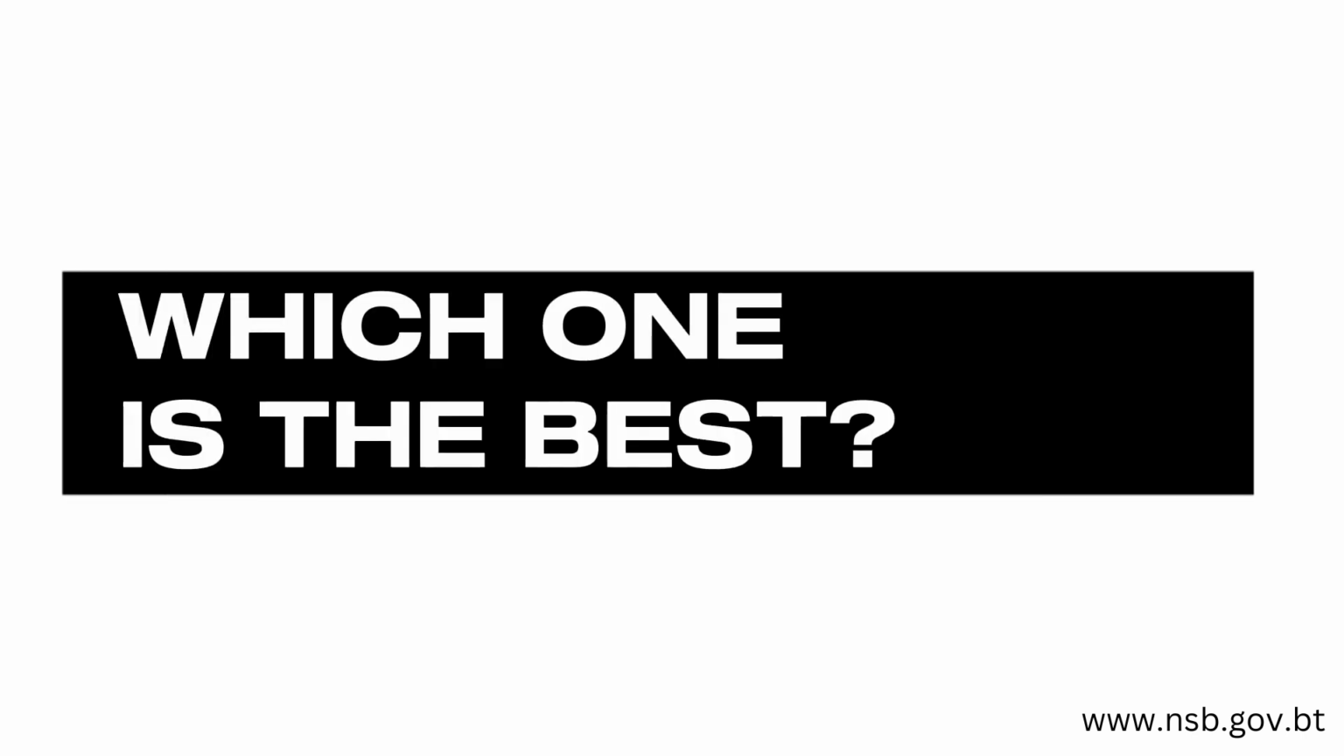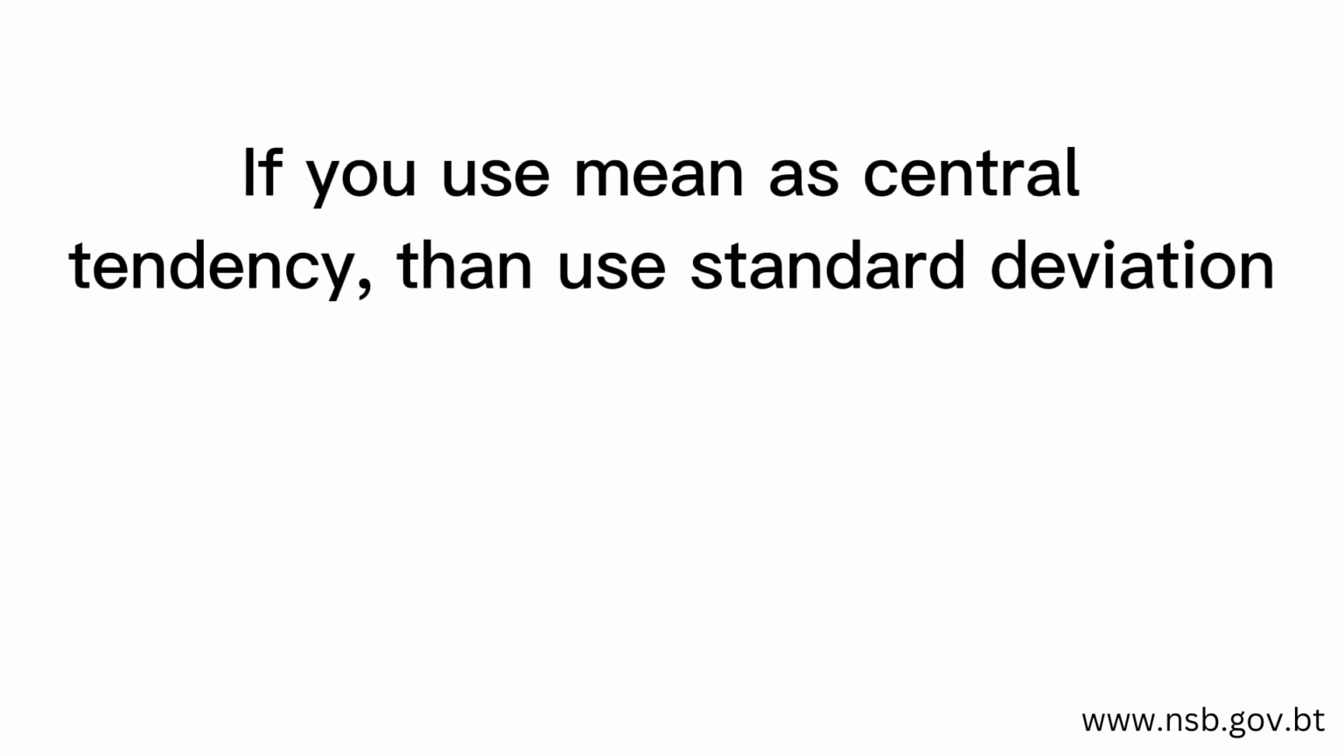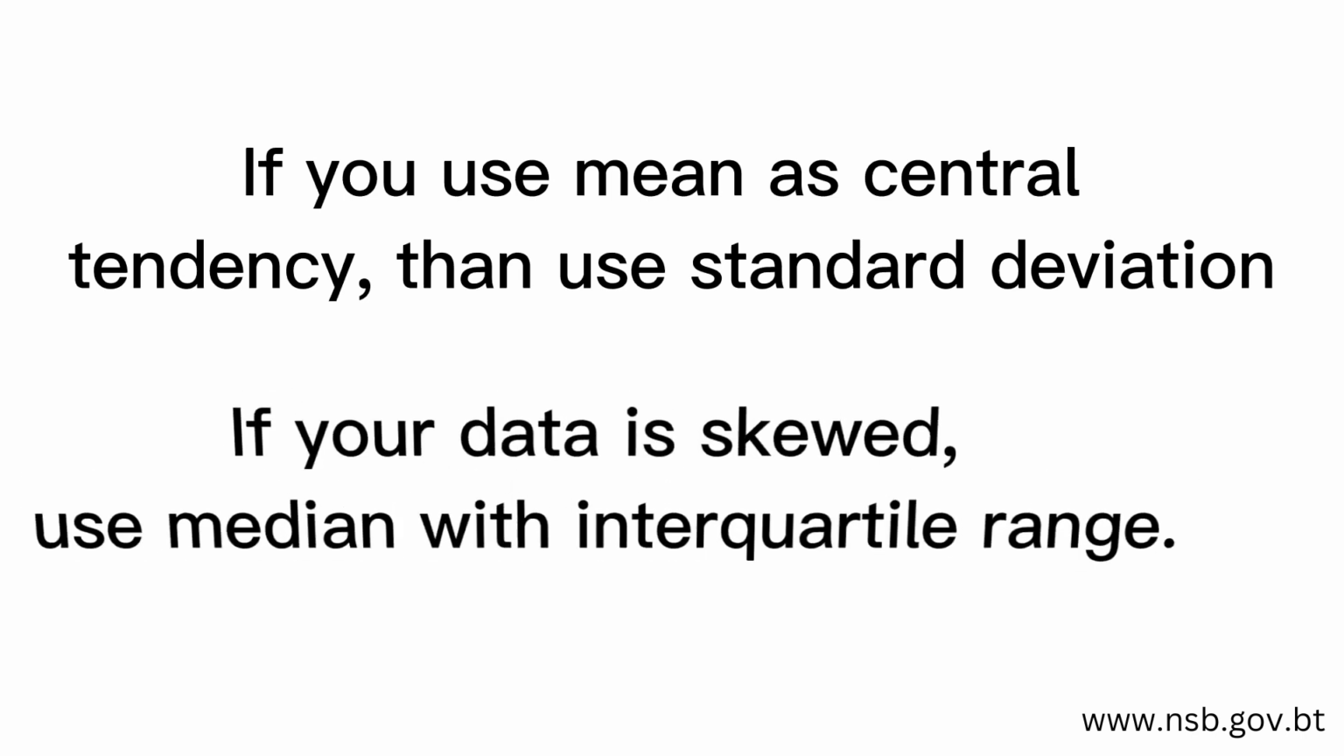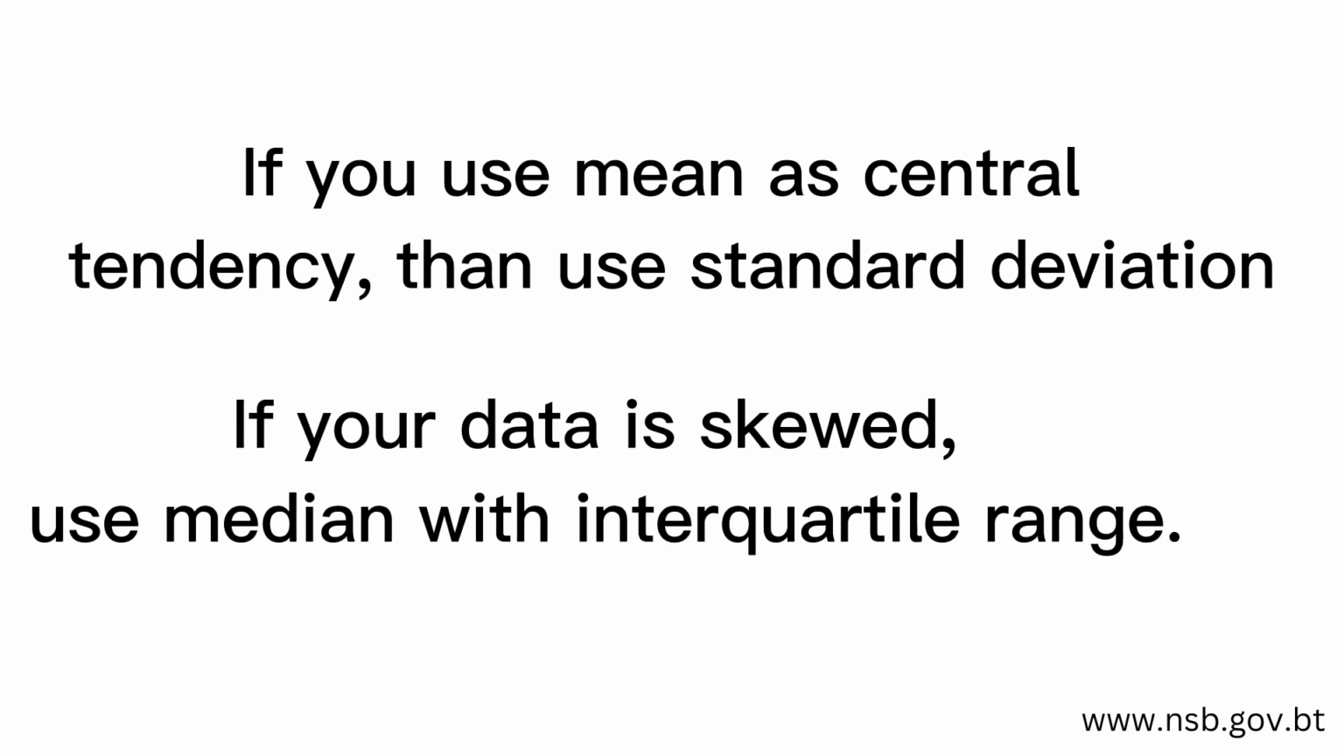So, having looked at all three measures of dispersion, which one is best? Well, if you use mean as a measure of central tendency, then use standard deviation. But if your data is skewed, use median and interquartile range.